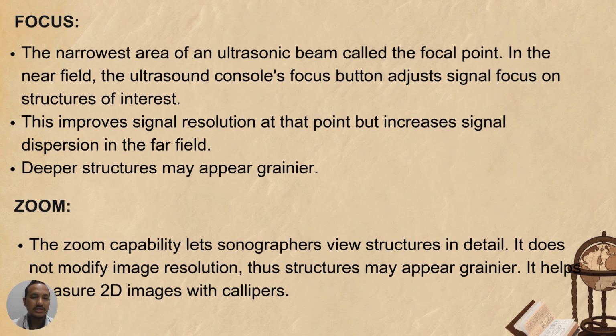For the focus, the narrowest area of an ultrasonic beam is called the focal point, in the near field. The ultrasound console focus button adjusts signal focus on structures of interest. This improves signal resolution at the point by increased signal dispersion in the far field. Deeper structures may appear grainier.